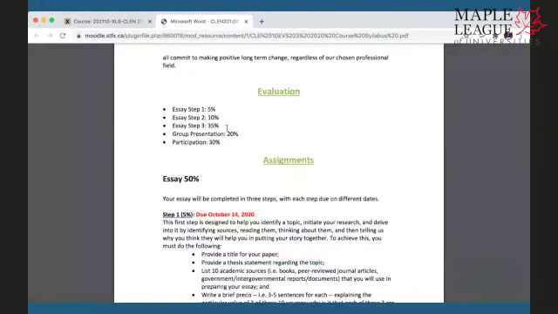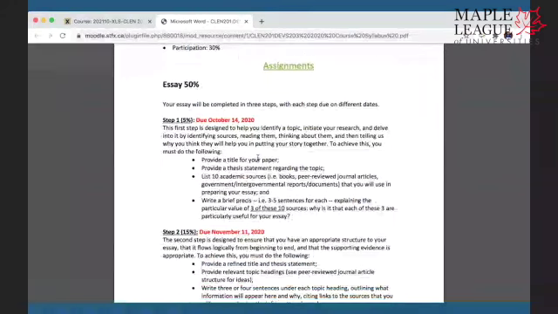I got them to do one major paper, and it's worth 50%. But it's broken down into 3 different steps. So the first step is they provide a title for their paper, a thesis statement, list 10 academic sources, and write about why 3 of those sources are essential for their paper.